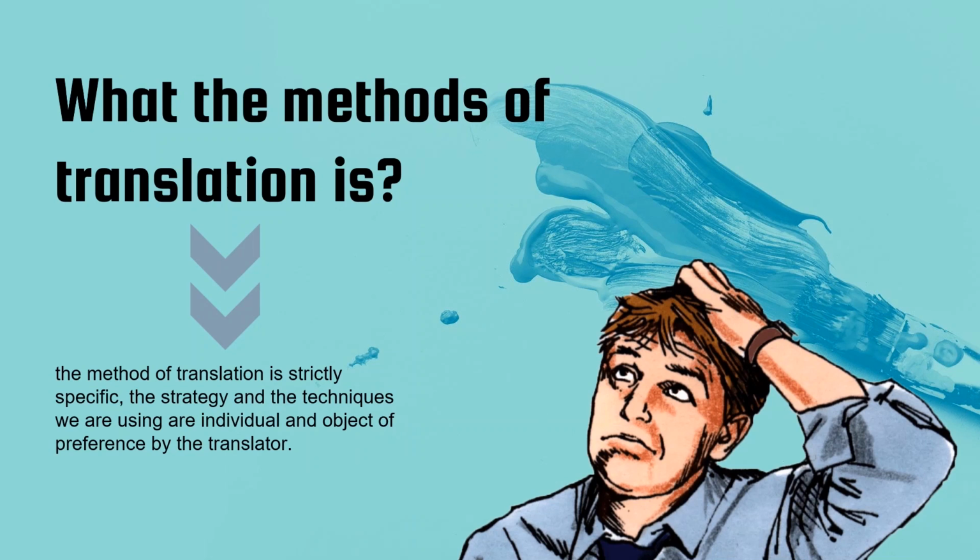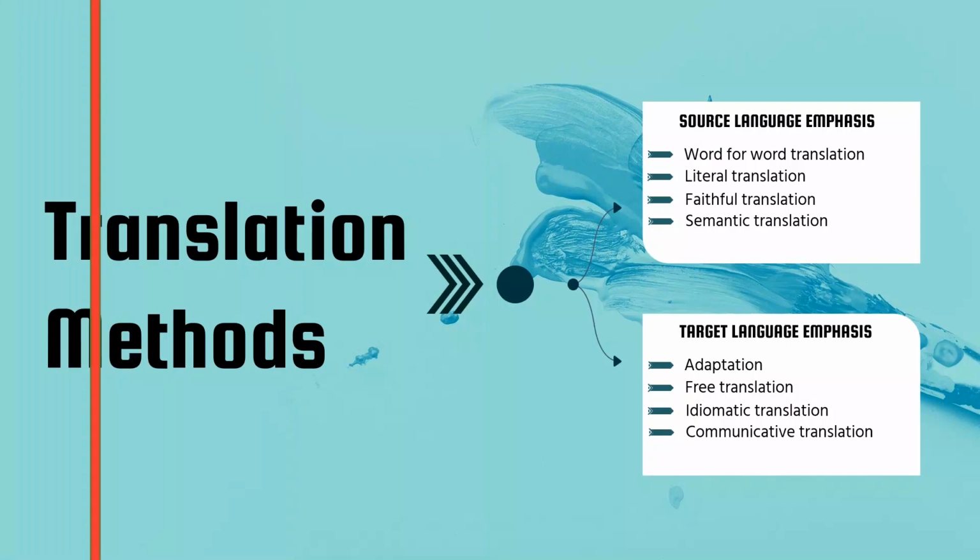What is the method of translation? The method of translation is strictly specific. The strategy and the techniques we are using are individual and the object of preference by the translator. As we know, translation is the communication of the meaning of a source language text by means of an equivalent target language text. And there are 8 types of translation. According to Peter Newmark, the text translation methods are divided into 2 parts.